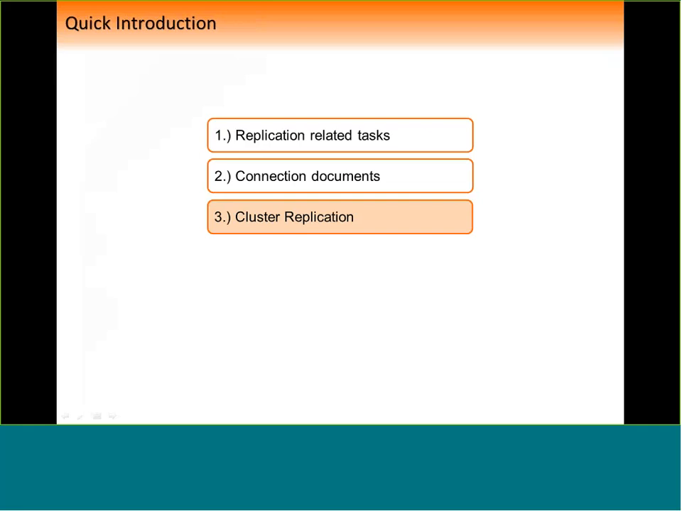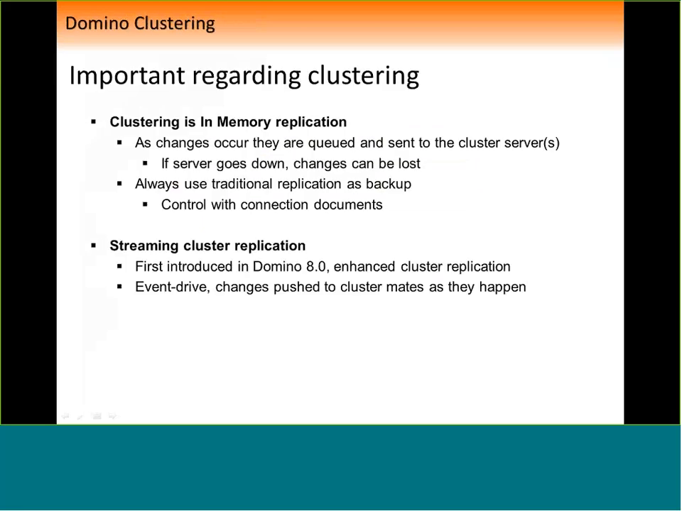Now, as far as cluster replication, there is more, but we have to just hide a few slides here. One of the things that's important to understand is that clustering is in-memory replication. This means that when changes occur, they're queued to the cluster replicator and will be sent to the cluster servers immediately. This has a downside because if one of those servers goes down, these changes are going to be lost when it comes up. So it's advised to use traditional replication as a backup, with connection documents that make sure you replicate those, say, every 360 minutes.